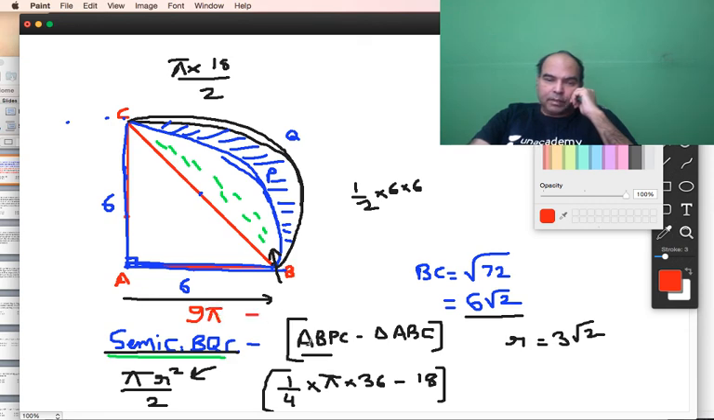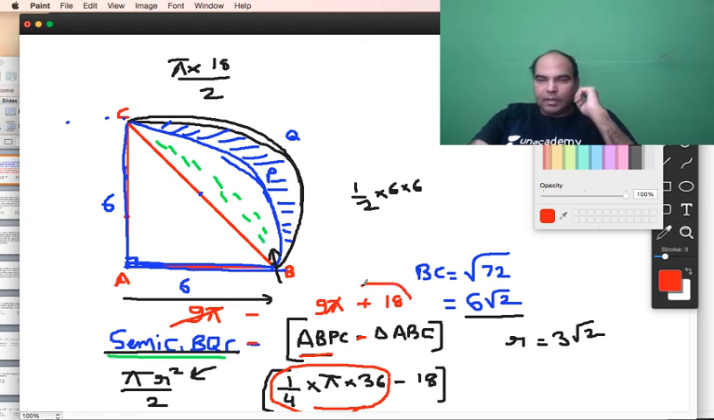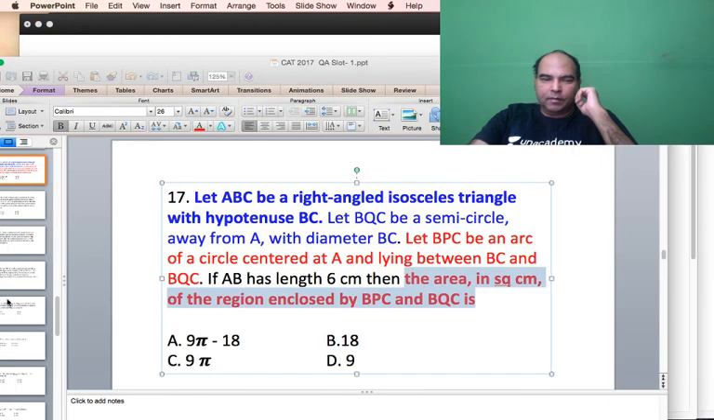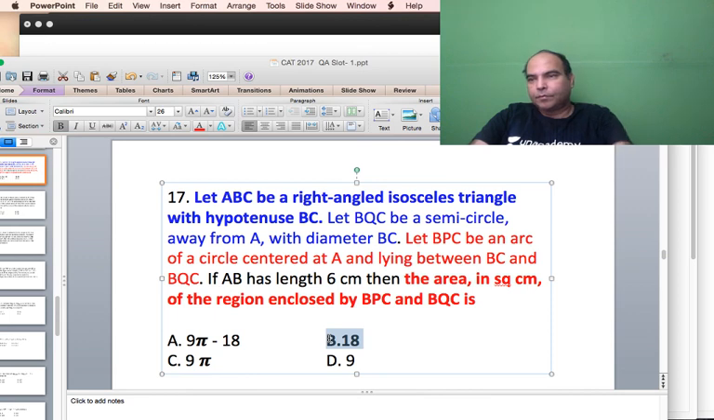Minus the area of ABPC, which is also 9 pi, and inside the bracket there's a minus, so minus minus becomes plus, so plus 18. The minus 9 pi and 9 pi cancel out. So the area of the green shaded area is only 18. There is no pi element in it. So the correct answer would be option B here. Right?